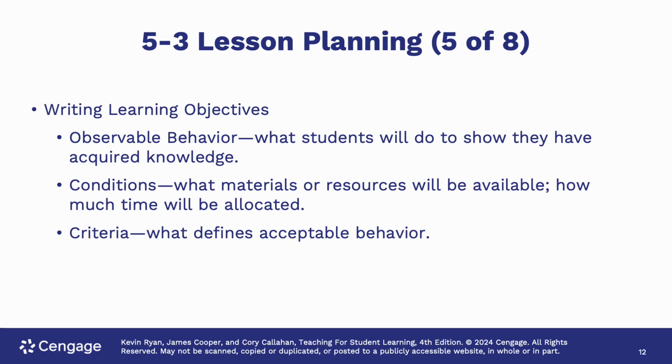When you want to write some learning objectives, you're going to look for observable behaviors. What will students do to show they've acquired the knowledge? What are the conditions? What materials and resources will be available? How much time is allocated? And the criteria. What defines acceptable behavior?